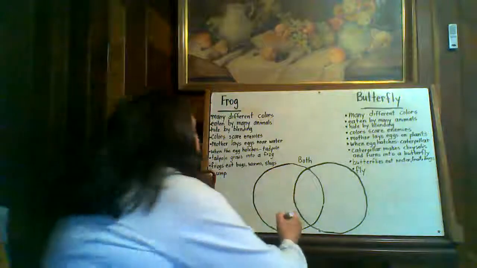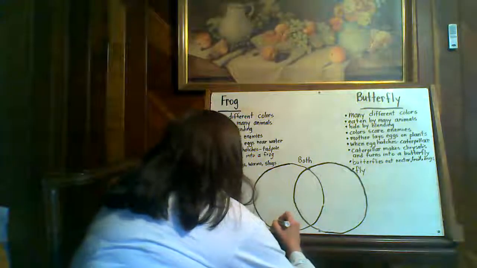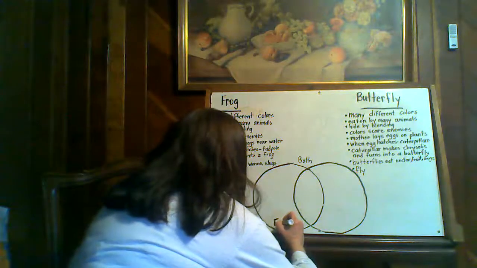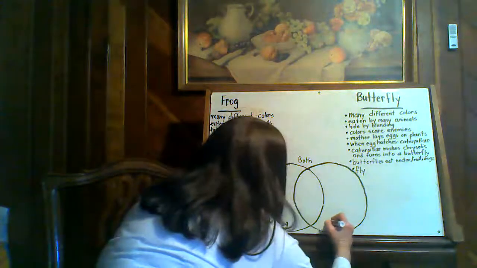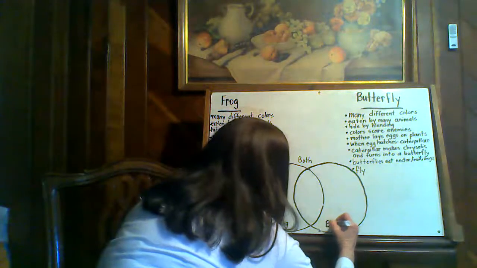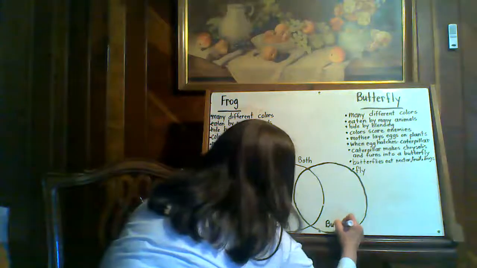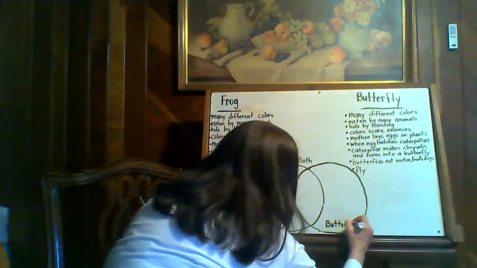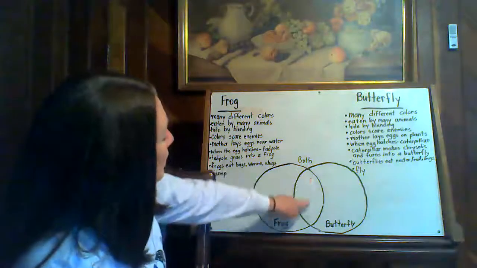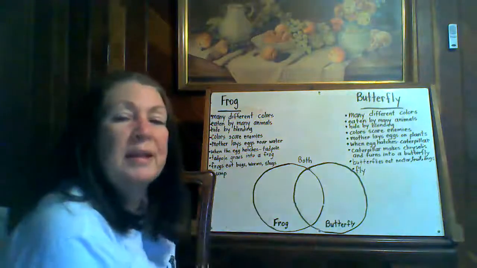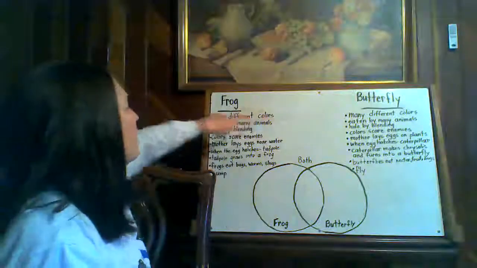And I'm going to write frog down here because this is what we're going to put our frog key details that are different, and we'll put our butterfly key details that are different over here, and we'll put the key details that are the same in the middle. So let's look at our very first thing.